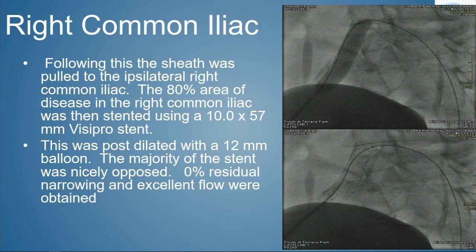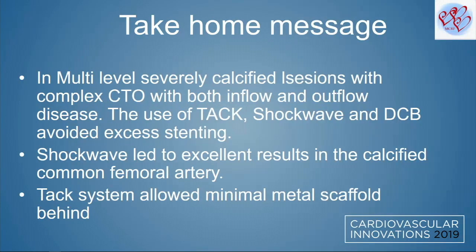Finally, as we pulled back, the patient still had disease in his right iliac, and that was the access site from the right common femoral. So we dilated with a regular balloon, and we used a 10 by 57 Visi-Pro stent. And you can see that in the image on the right. The first image is deploying the stent. The last image is showing the 2 stents.